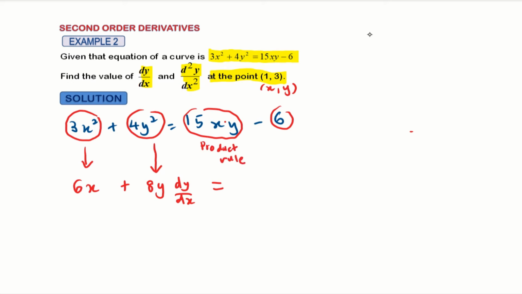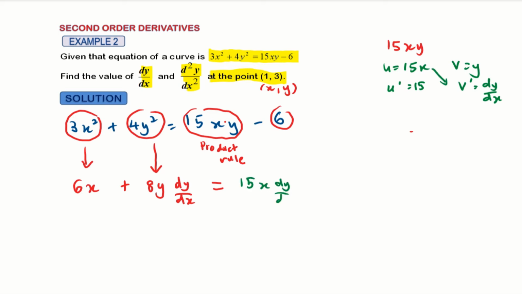So jadi untuk case ni for 15xy kita apply product rule. Let u equals to 15x, v equals to y. So u prime equals to 15, v prime equals to dy dx. So then kita masukkan dekat sini product rule dia, uv prime plus vu prime: 15x dy dx plus 15 times y. So this is for differentiate 15xy.